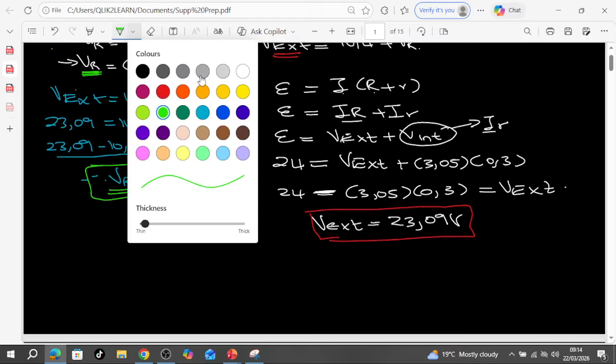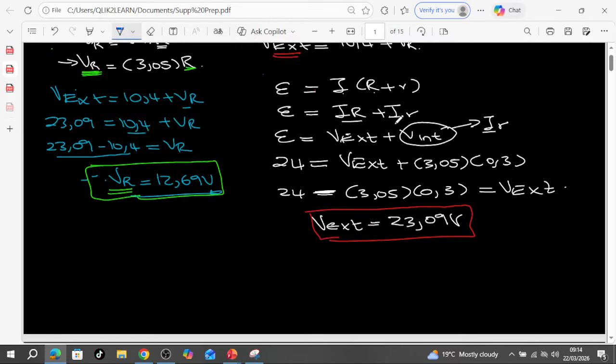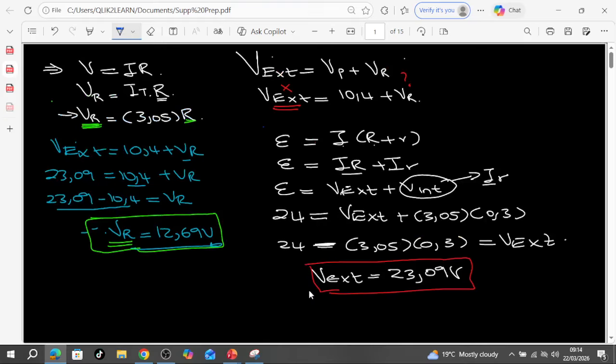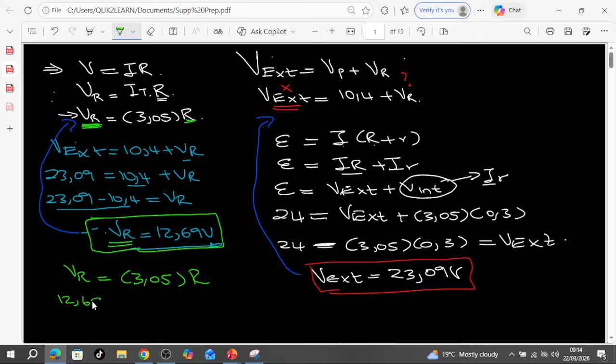I think you guys understand the pattern, how this works. You start by listing what you have and what you don't have. Then each and every time you calculate something, you go back to the formula. We calculated this, we go back to that. Then now that we substitute, we calculated this, we go back to that. I think you guys understand how this works now. So now I need to substitute my VR into the formula. VR is equal to 3.05 times R. So where there's VR, I can put 12.69. It's equal to 3.05 into R.